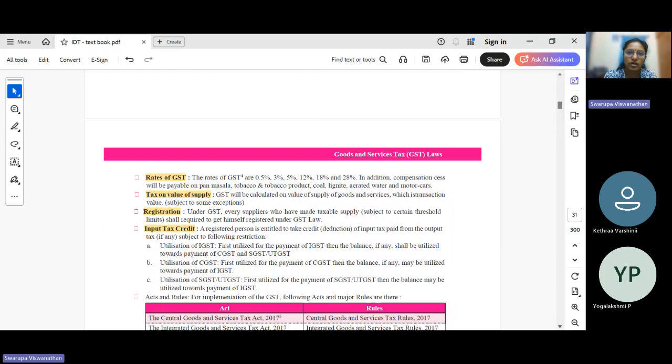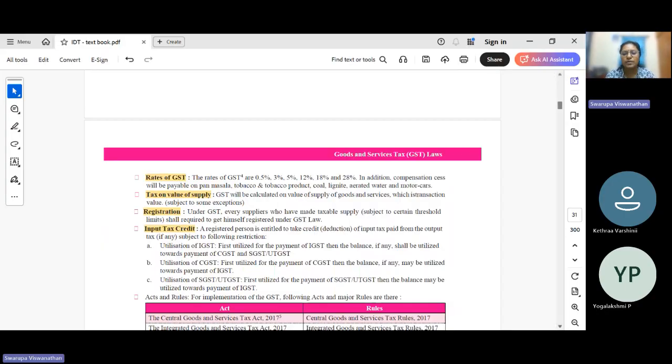There are certain threshold limits for registration. Not everybody who does a business needs to register under GST and start collecting and paying tax. There is a threshold limit, and only so the small businesses are kept outside the purview of GST. Only if you cross the threshold limit, you will have to register and collect tax.